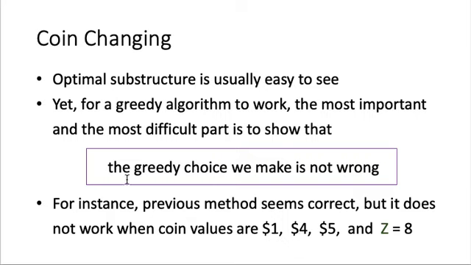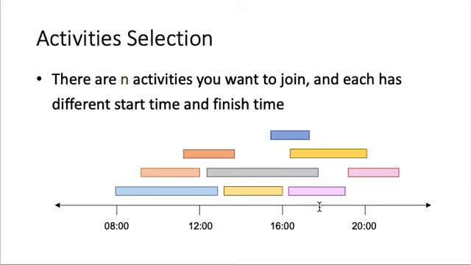So that's why the greedy choice that we make is not necessarily working, and then we will need to be very careful in order to show a greedy algorithm is correct. So this is usually the most important part, to show the greedy choice that we make is not wrong. So let us see our first example. It is called the activities selection problem.